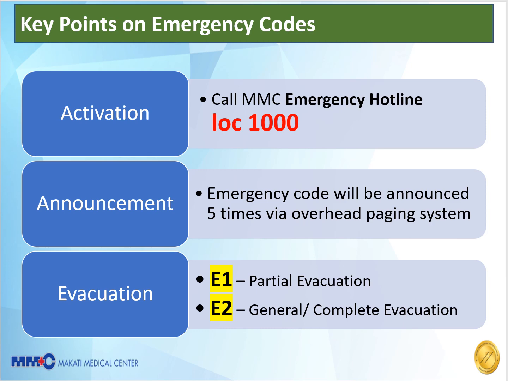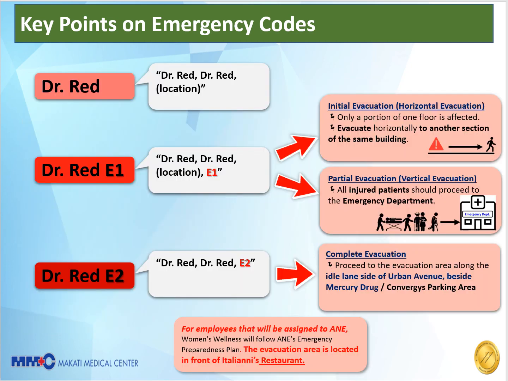Another thing that you need to look into is the evacuation code. If there is an E1 in the overhead paging system, that means it is a partial evacuation. And E2 means general or complete evacuation. During an announcement of an emergency code, always be attentive and always remember your role.